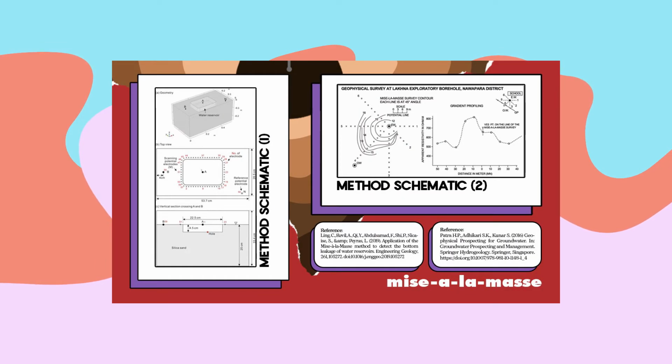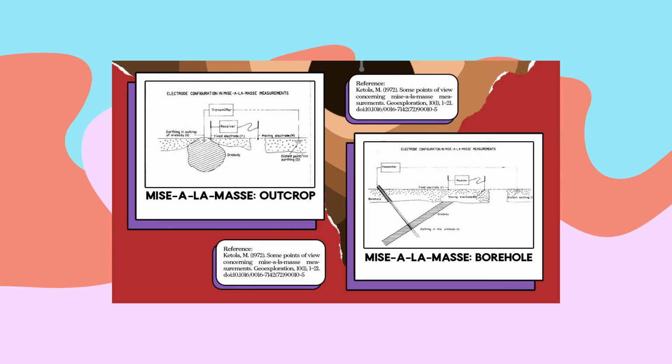Here we can see setups that made use of the Mise-A-La-Masse method. A graph of the method schematic number 2 depicts the trend of the apparent resistivity. Mise-A-La-Masse can be performed in such setups shown. On the left, we see the body is an outcrop, that is, it is visible upon the surface. On the right, we see that the body is made contact with by means of a borehole and an electrode intersected with it.